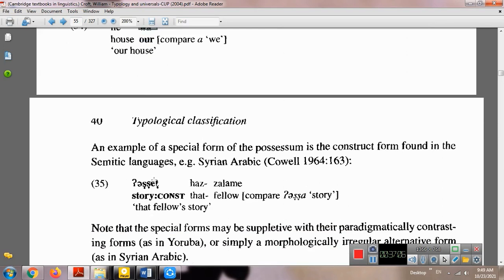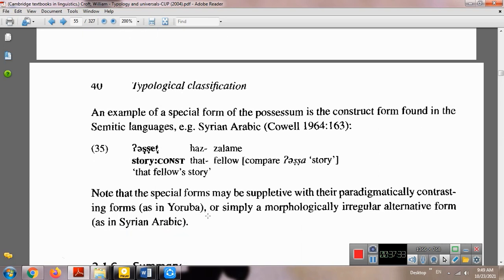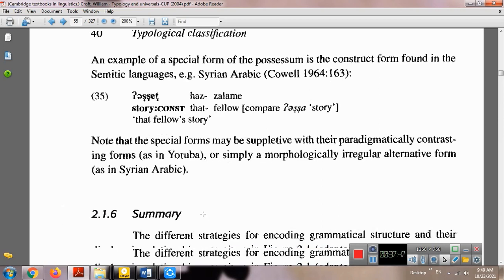An example of a special form of the possessum is the construct found in the Semitic languages like Syrian Arabic, a story, which is the special form, the flu's story. Note that the special forms may be suppletive with their paradigmatically contrasting forms, or simply a morphologically irregular alternative form, like in Syrian Arabic.